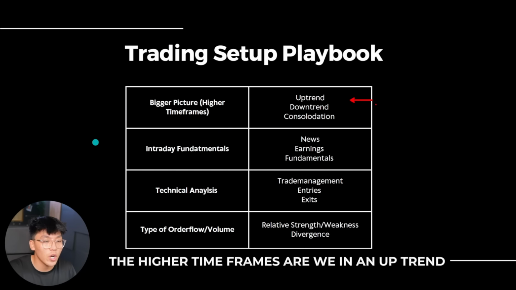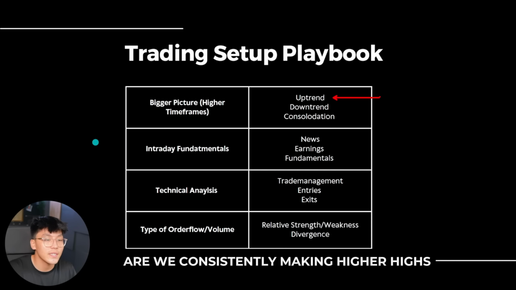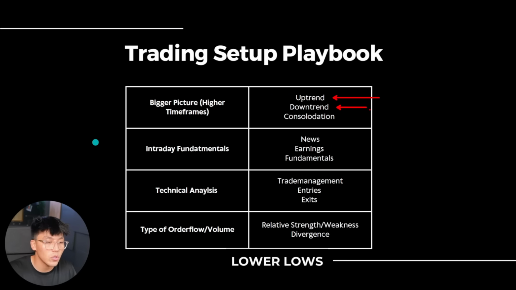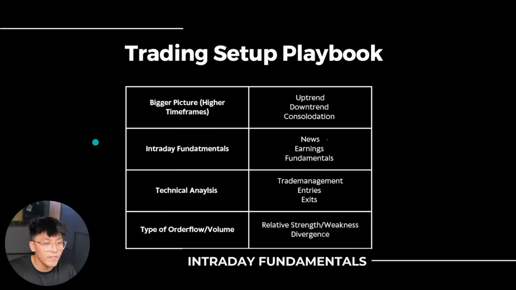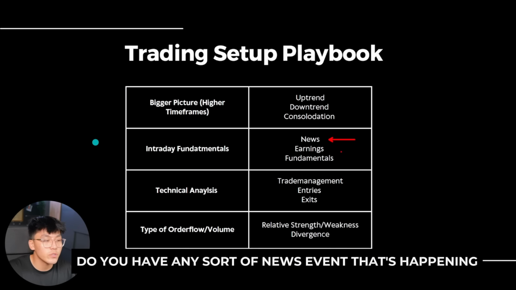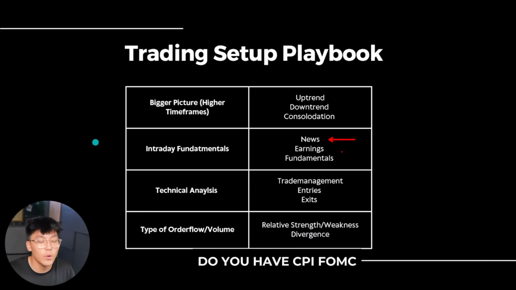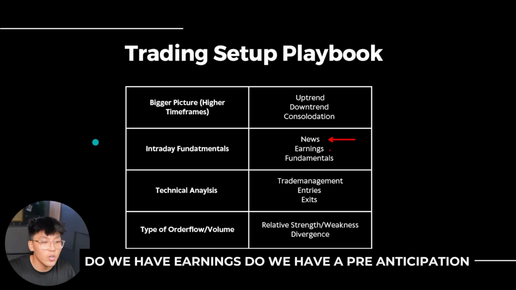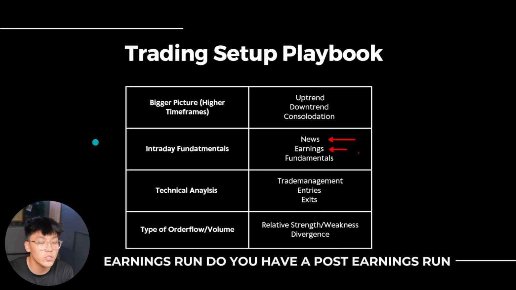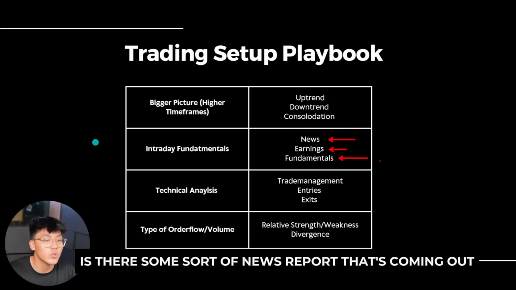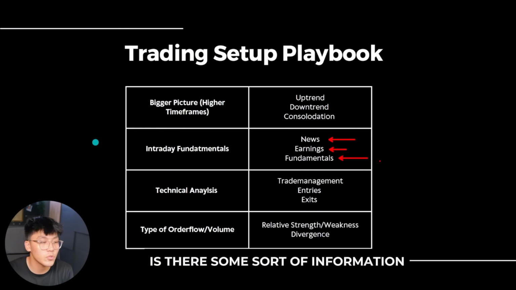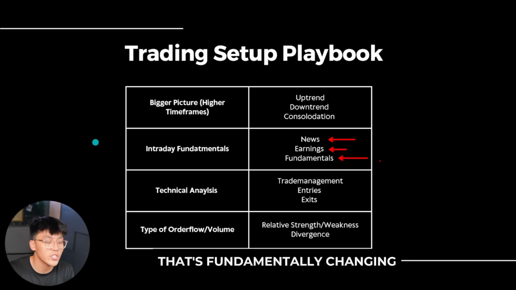The higher time frames: are we in an uptrend? Are we consistently making higher highs, higher lows? Are we in a downtrend? Are we making lower highs, lower lows? Or are we consolidating on the higher time frames? Intraday fundamentals. Do we have any sort of news event that's happening? Do we have CPI, FOMC, PPI? Do we have earnings? Do we have a pre-anticipatory earnings run? Do we have a post-earnings run? What is shifting in the overall fundamentals? Is something happening? Is there some sort of news report that's coming out? Is there some sort of information that's fundamentally changing the company?